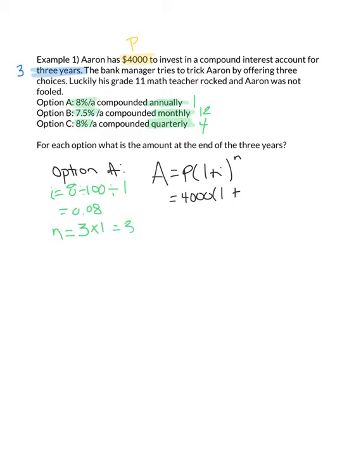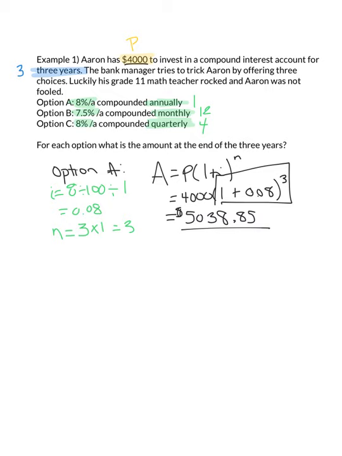So I'm going to plug this in. So 1 plus my i, which is 0.08, to the power of n, which is 3. Now on your calculator, you need to make sure that you're doing this part first before you multiply by the 4,000. And so when you do that, everyone should try it right now. You should be able to get $5,038.85. Now this number makes sense. He invested 4,000, and so 3 years later he has 5,000. So at least the number makes sense.